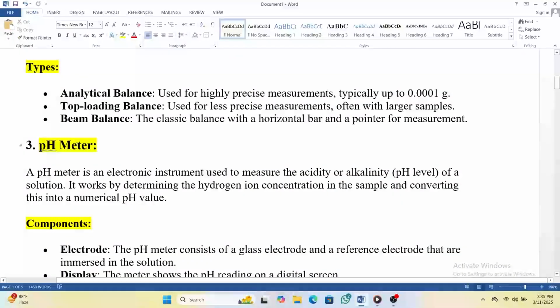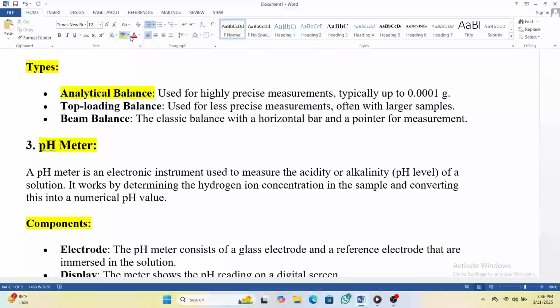Types. Analytical balance, used for highly precise measurements, typically up to 0.0001 g. Top-loading balance, used for less precise measurements, often with larger samples. Beam balance, the classic balance with a horizontal bar and a pointer for measurement.